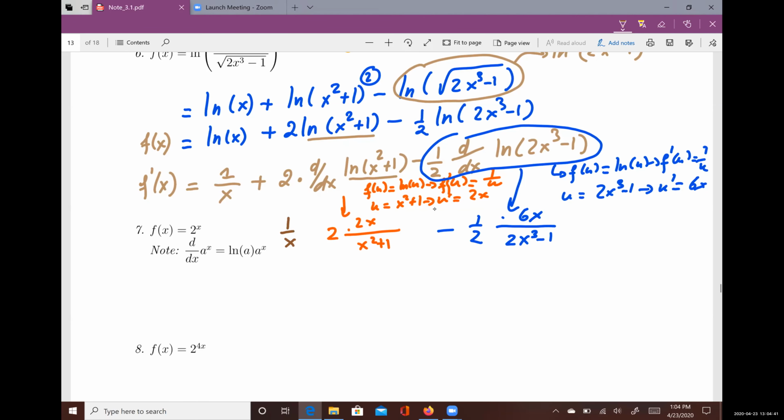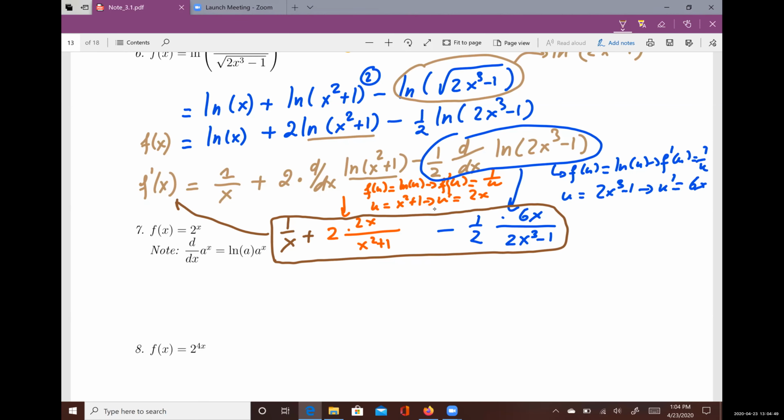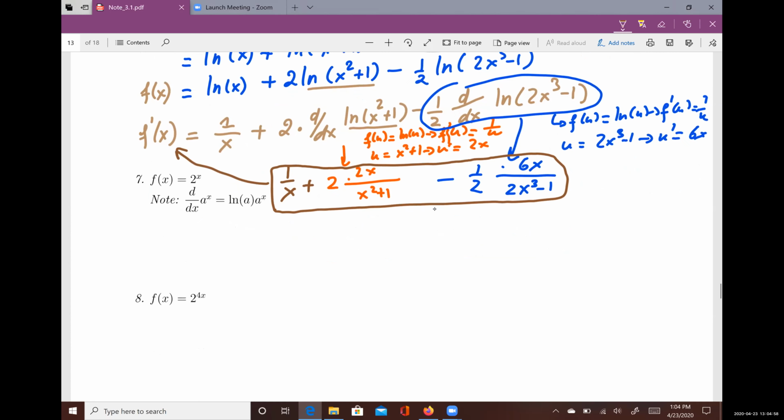Just 1 over x plus. So this is going to be my final answer for the derivative, f prime of x. All right, go to the next example.